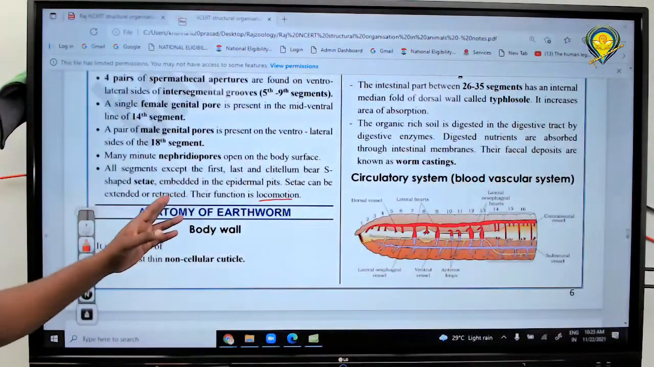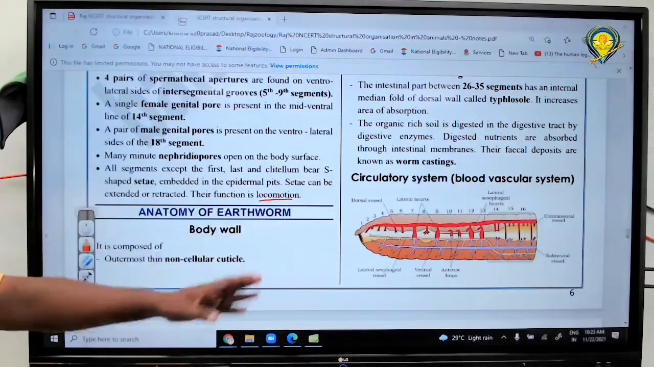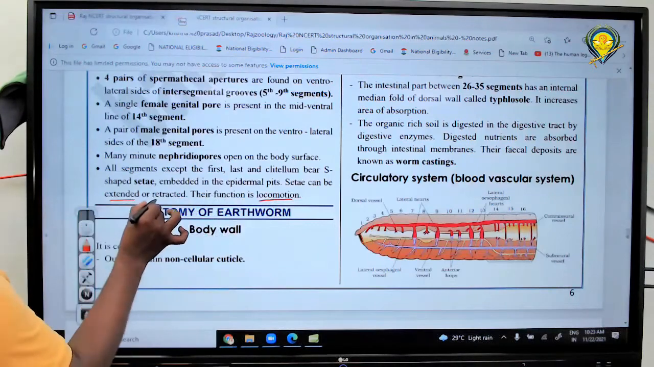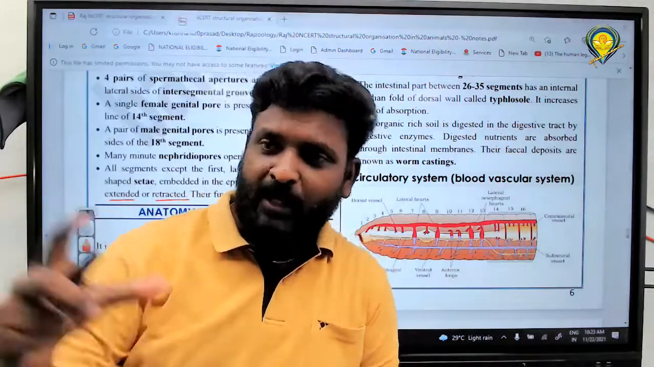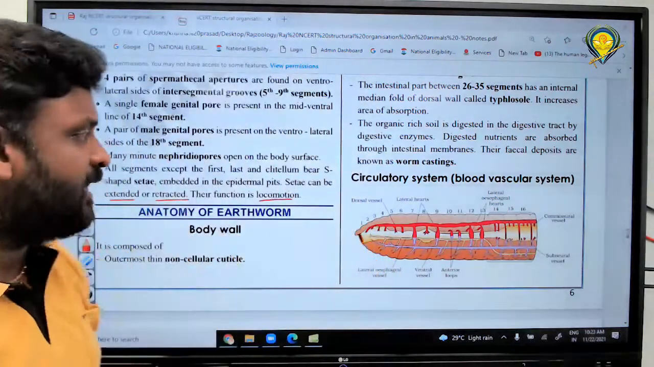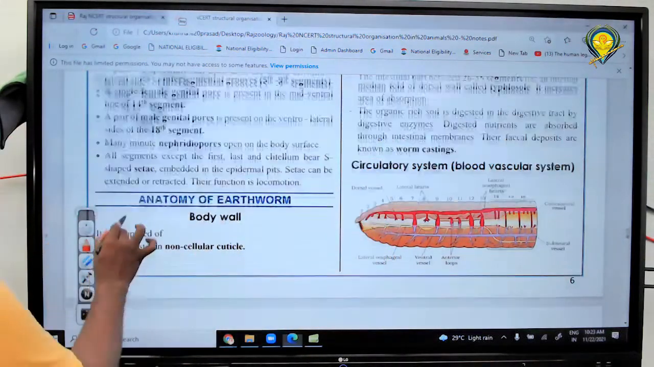And next one, what is the function? Locomotion. And they can be extended or retracted, meaning they can extend or retract. Got it, all of you? That's it. And next one we have to discuss about what?